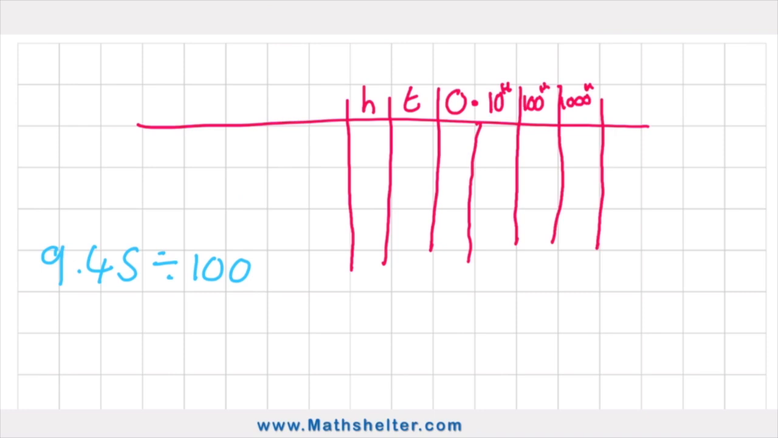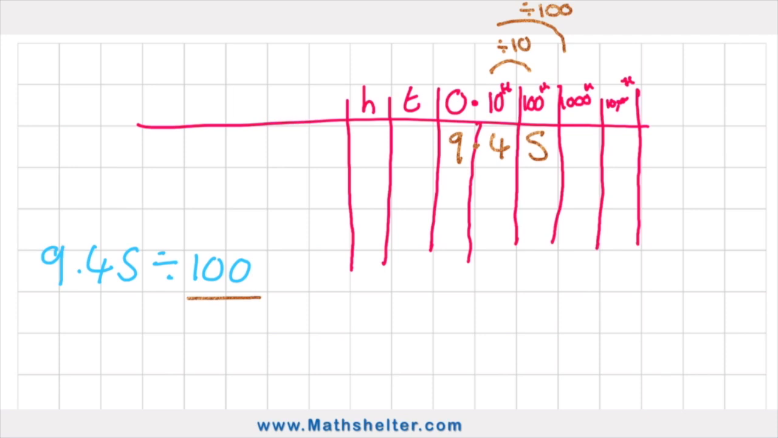So first job again, let's just put our numbers in place. 9.45 is 9 ones, decimal, 4 tenths, 5 hundredths. And because I'm dividing now by 100, it means that I'm going not just one jump, that would be divided by 10, but 2 jumps. So I'm dividing by 100. So if we're jumping twice, I'm going to need another column here as my 10,000ths. And here we go. Let's start moving numbers.